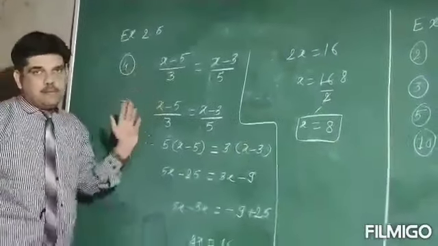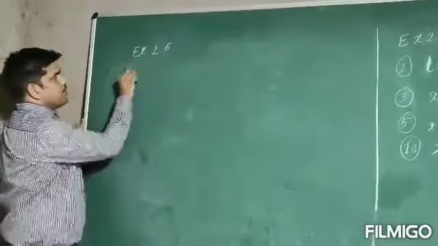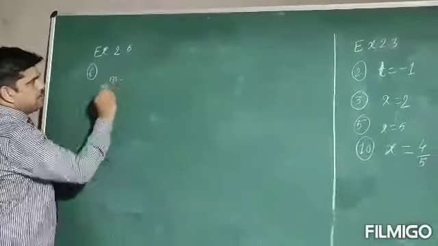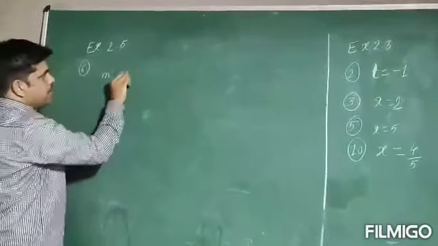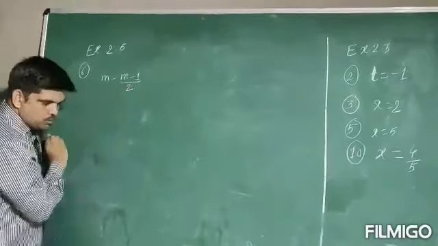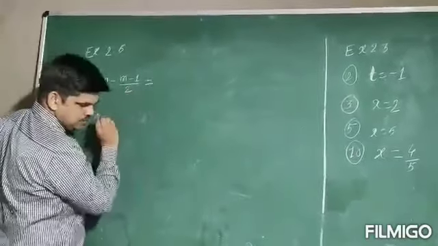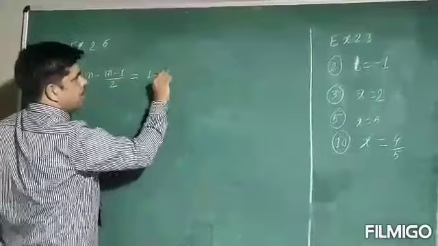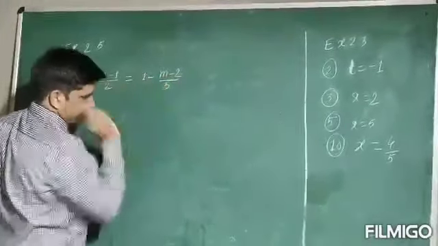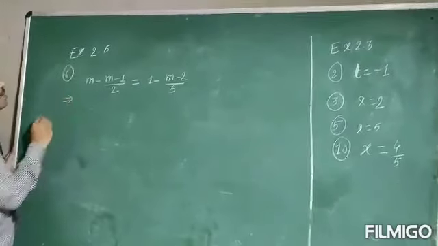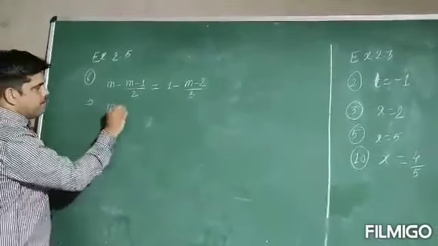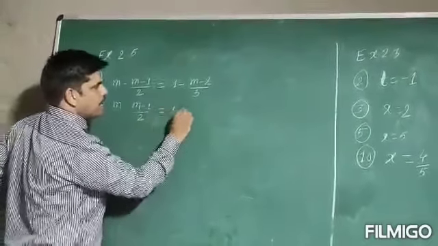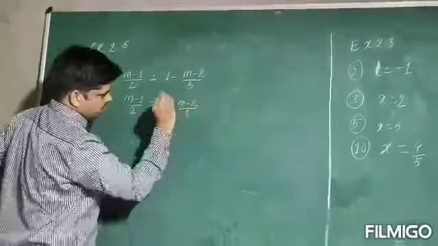What was there? Cross multiplication. Now the next question is question number 6. The equation is m minus 1 upon 2 is equal to 1 minus m minus 2 upon 3. Okay, this is our question number 6. What is there? m minus 1 upon 2 is equal to 1 minus m minus 2 upon 3.